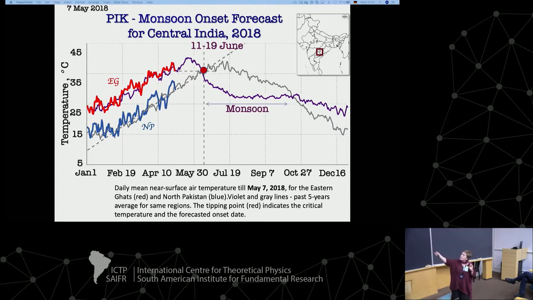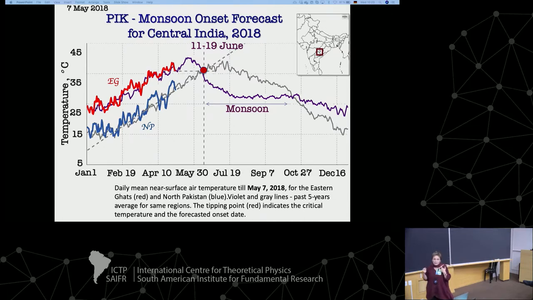And this is why we can, on 7th of May, get the trend from North Pakistan from here, and calculate how many days it takes for temperature in North Pakistan to increase till the critical point. This we have found by average right here. And then predict onset of monsoon in Eastern Ghats. So the second tipping element is necessary for prediction.